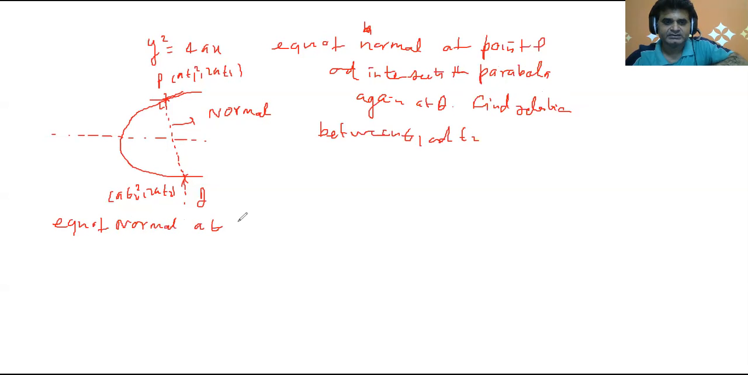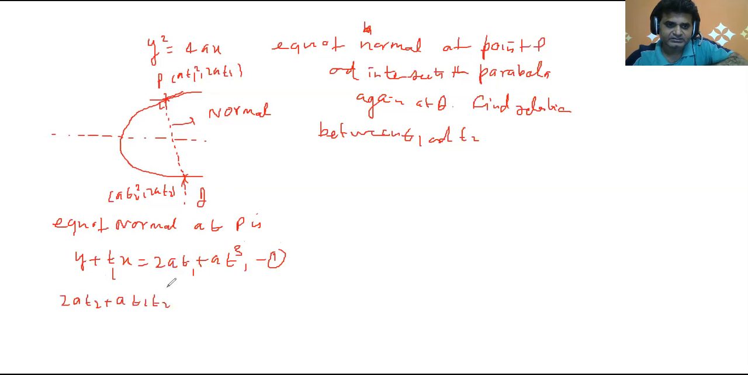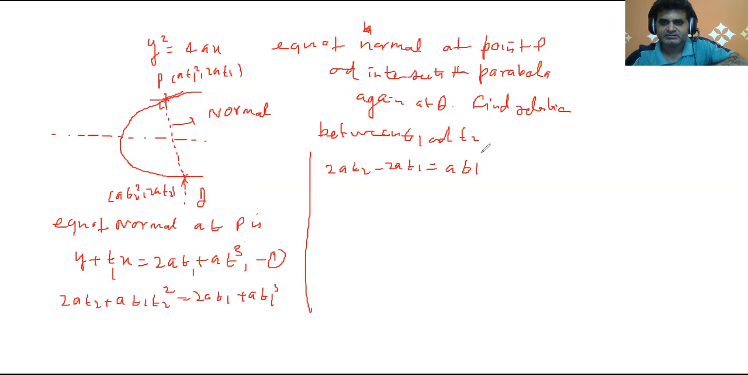normal at P is y plus t x is equal to 2a t plus a t cube. Now it is passing through point Q, so point Q will satisfy this. This is 2a t2 plus a t1 t2 square equals 2a t1 plus a t1 cube. So this is 2a t2 minus 2a t1 equals a t1 cube minus a t1 t2 square.